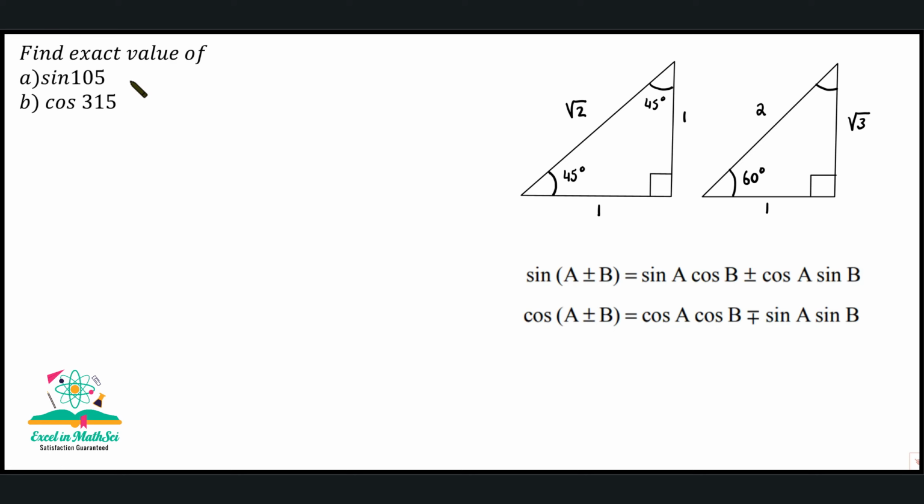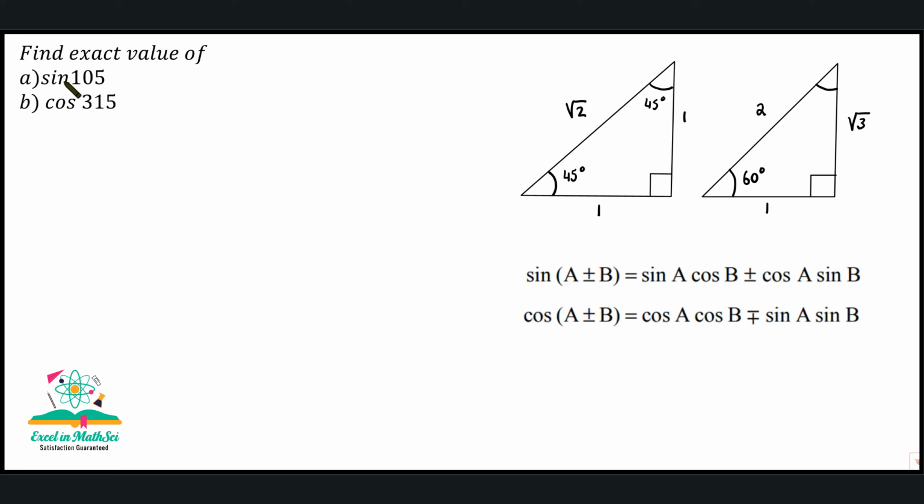So in this video we're going to be working out the exact value of sine 105. Now in order to do this, we're going to be making use of these exact value triangles and make use of these identities. Now I'm assuming you know how to expand these, okay?